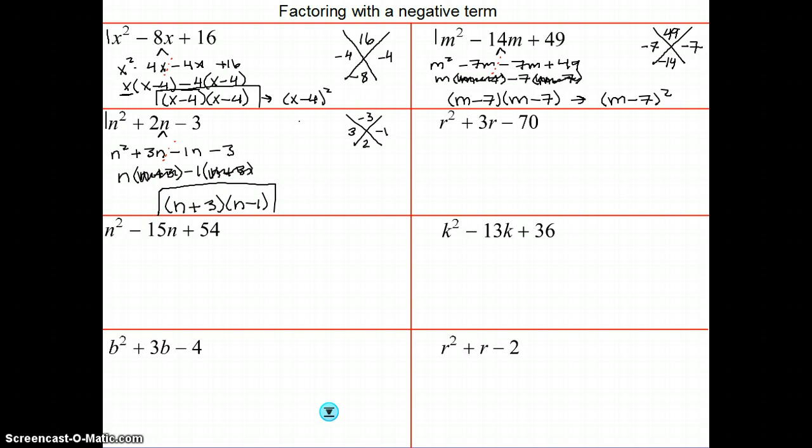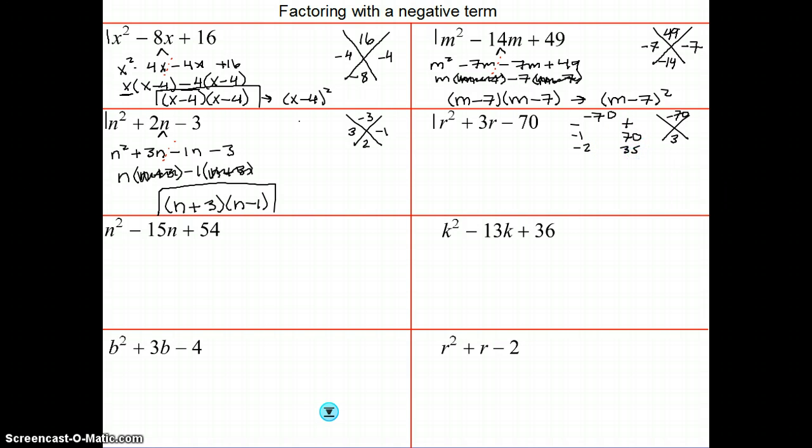One more, and then I'll ask you to try the next 4 on your own. Multiplying 1 by negative 70, I'm multiplying to a negative 70, and adding to a positive 3. So again, since I'm multiplying to a negative number but adding to a positive, I am going to have my positive number be larger and my negative number be smaller. So one option is negative 1 times positive 70, or negative 2 times positive 35.